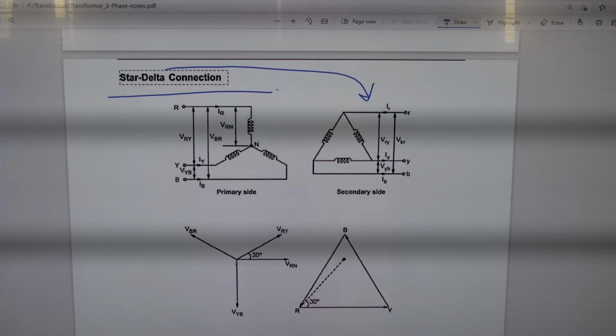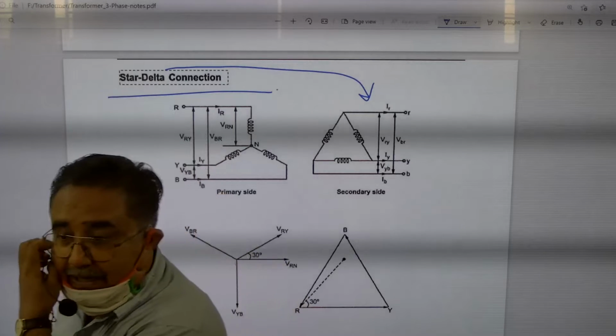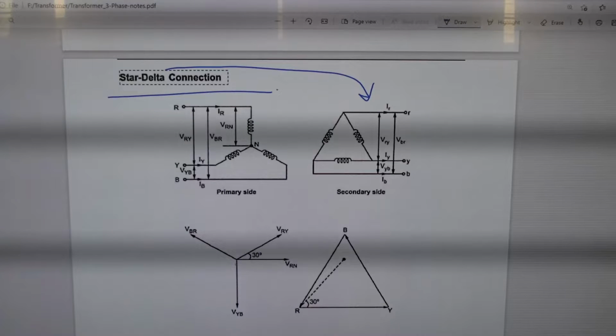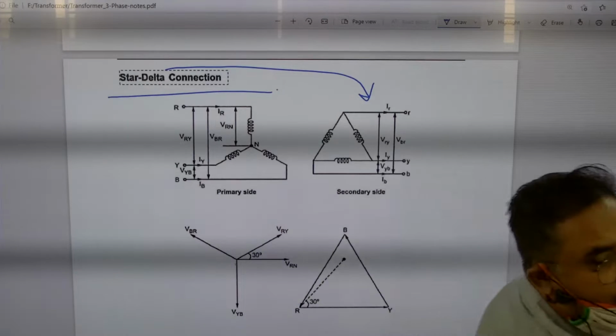0 degree. Suppose you have a transformer which is connected in star-star. Okay, you have another transformer which is in star-delta like this. Can you connect them in parallel? No, because of this phase shift. How much phase shift? 30 degree. Circulating current will start flowing, that will cause damage to the windings.